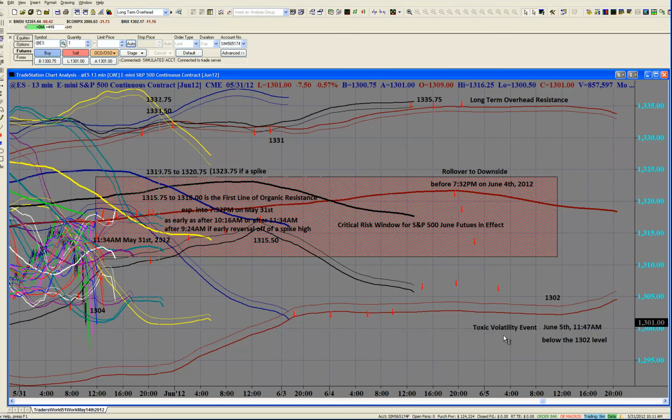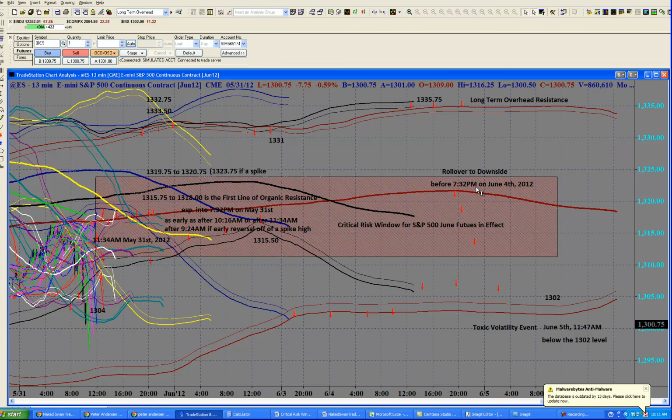And being below the 1302 level means that we have to trade completely below that area for 13 minutes. It's not a matter of if, it's just a question of whether it's going to happen here, here, or here. But this is the area where it maximally inflects, and that puts excessive strain on the market. Long-term resistance remains at 1335.75 to 1333.75, rolling over to the downside before 7:32 p.m. on June the 4th, 2012.